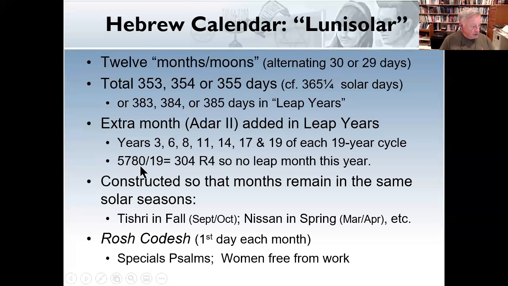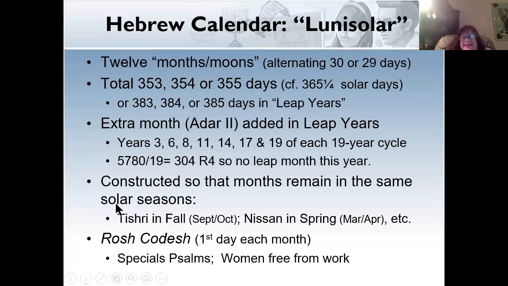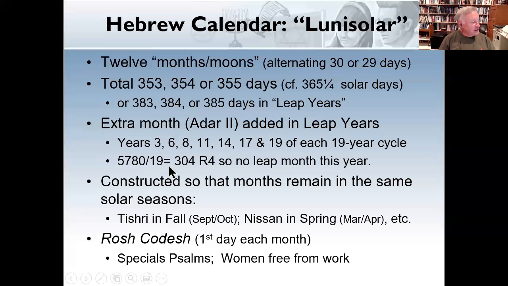Last year, the year was 5780. So if you divide that by 19, you get remainder 4. Raise your hand if you remember doing division with remainders. Good. You can stay and clean the erasers after class. Last year, you have 304 remainder 4. 4 isn't in there, so no leap month that year. This year, we would have remainder 5, no leap month this year. But next year we'll have remainder 6, and that's one of the years where there is a leap month.